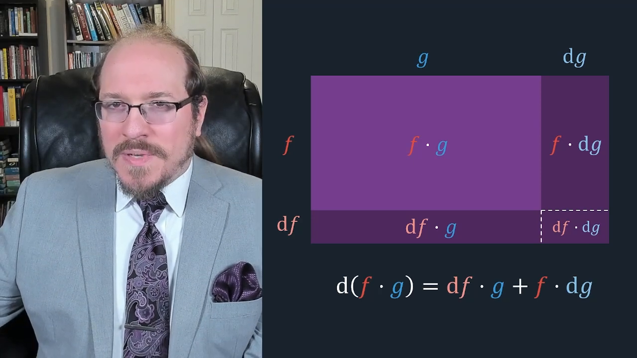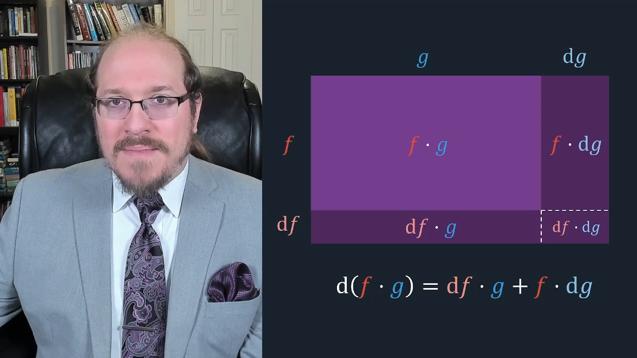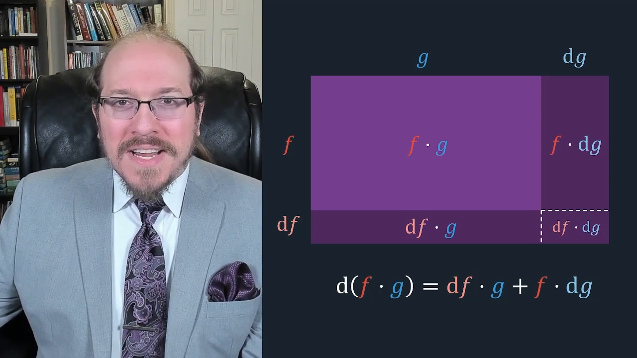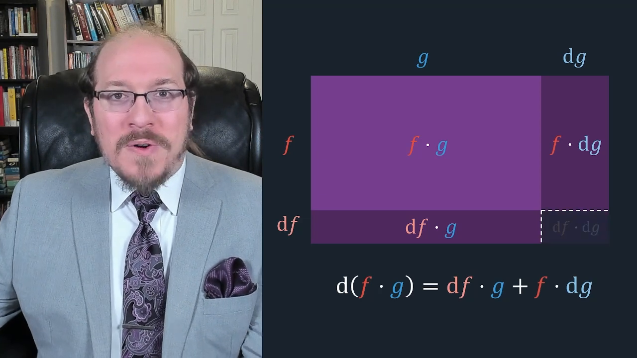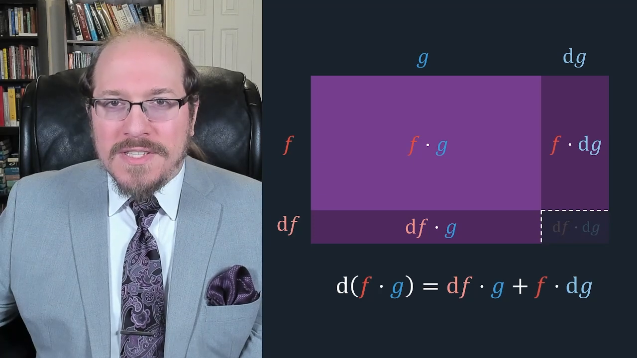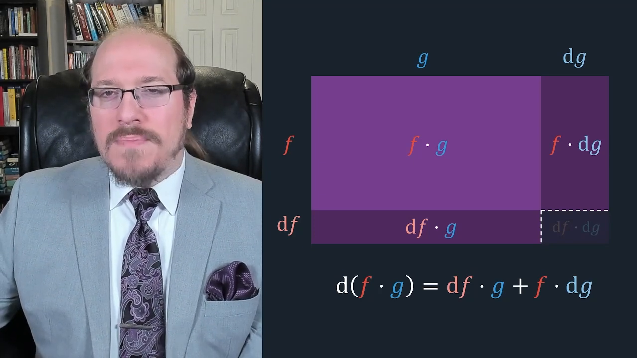But if df is really tiny, and dg is really tiny, then df times dg is really, really tiny. So tiny, in fact, that we can essentially just throw it out. Technically, there's a more complicated reason for why we're allowed to do this. It has to do with limits, which we'll learn about later, but that's the basic idea.